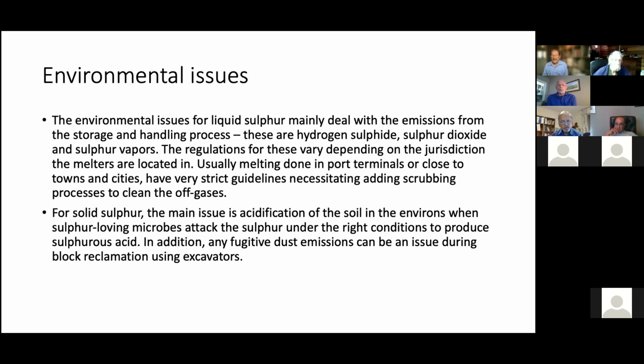So you have to line the edges of the block with a geotextile, collect the runoff, treat the runoff, and that process is quite expensive. I've heard figures of something like almost $1 a year per ton of sulfur in the block. So not cheap.